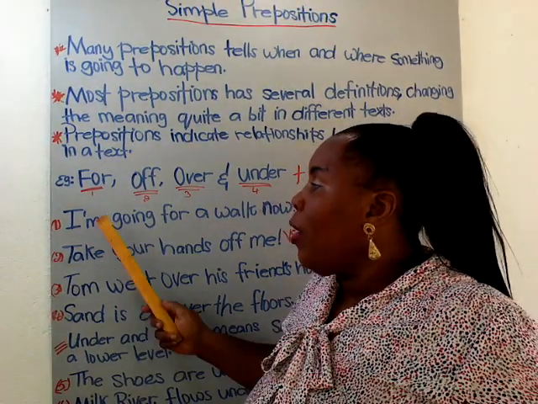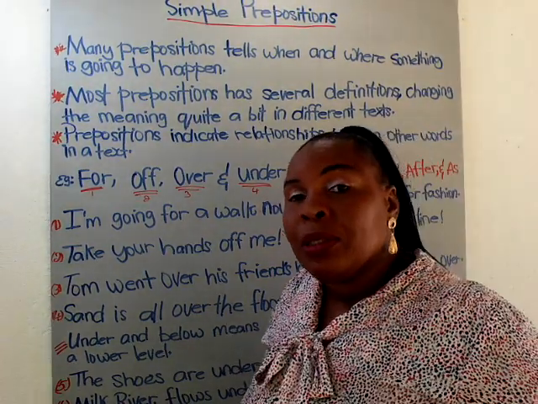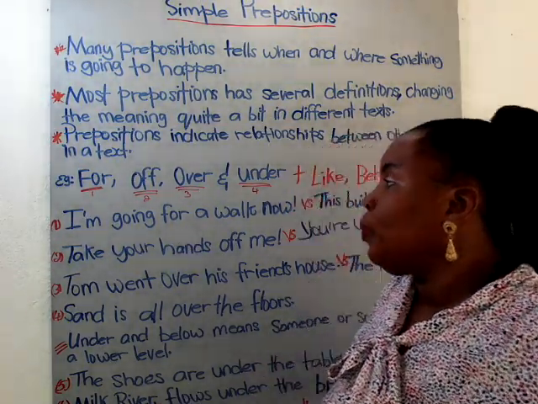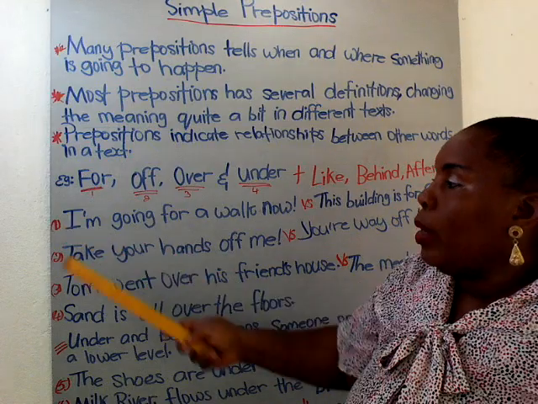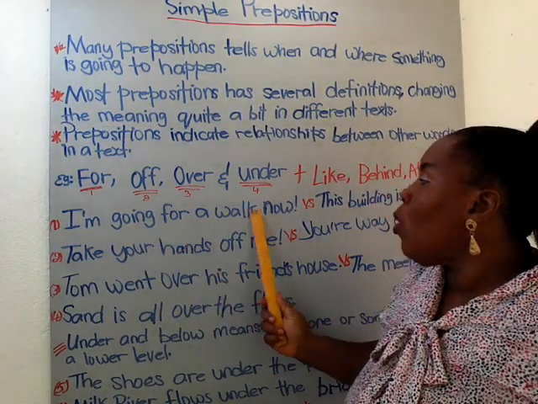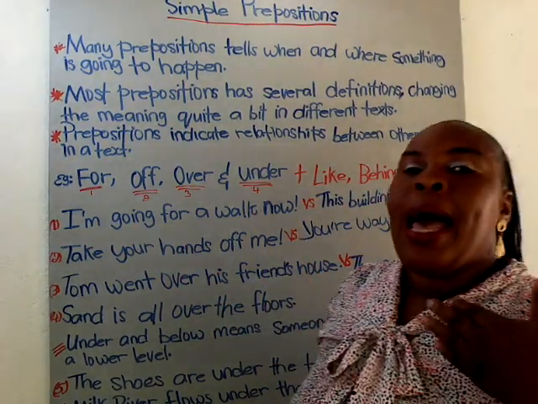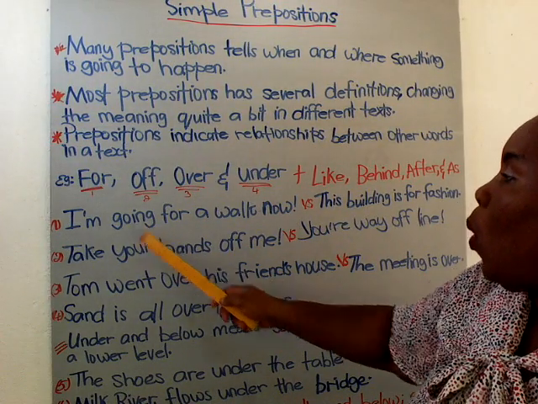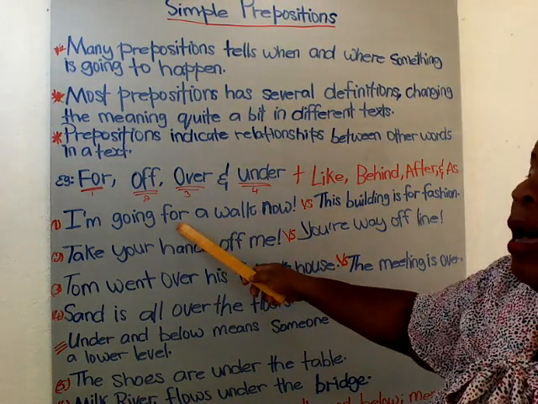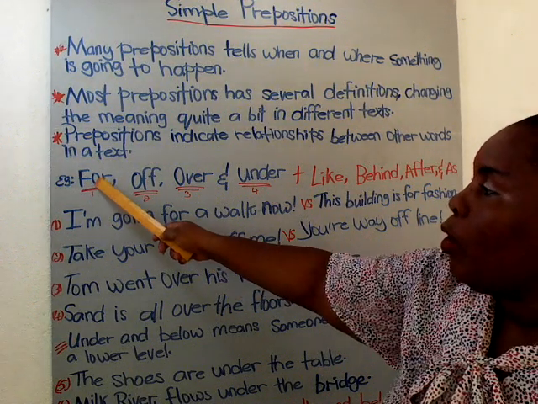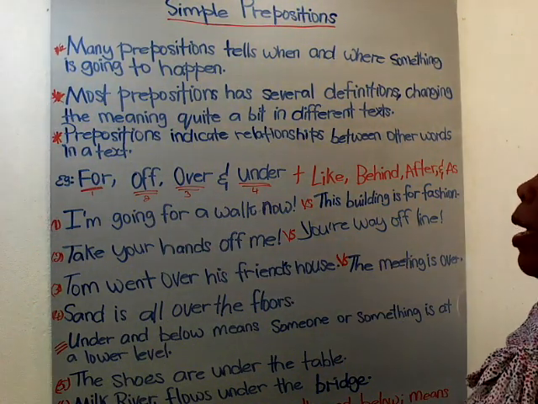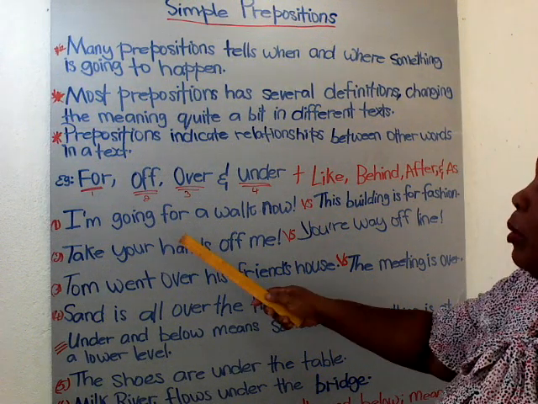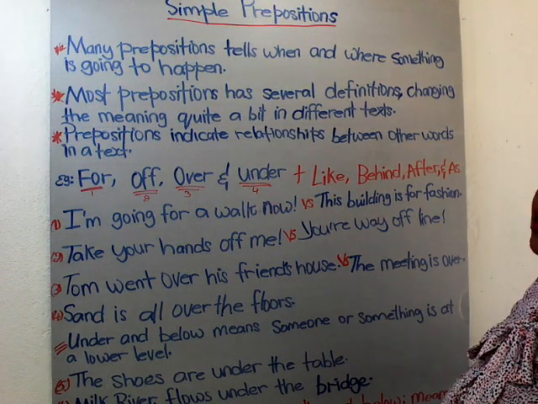All right, so here are some examples I've written out for you to drive home the point. Number 1, I'm going for a walk now. I am going for a walk now. So in between going and a walk you have for, right? So for is one of the prepositions, versus this other sentence.